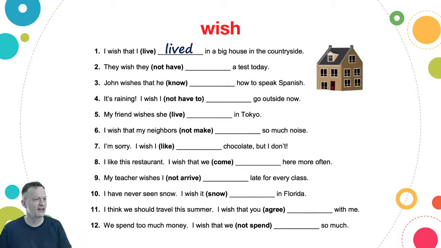Yes, very good. So here are some examples of the wish in the present. This is very easy. So more than just putting the words in the spaces, I want you to consciously think about the sentence. I wish that I lived in a big house in the countryside. I don't live in a big house, but it would be cool if I did, right? I wish that I lived in a big house. So give me the answers. Very good, Ugo. And think about the sentences.